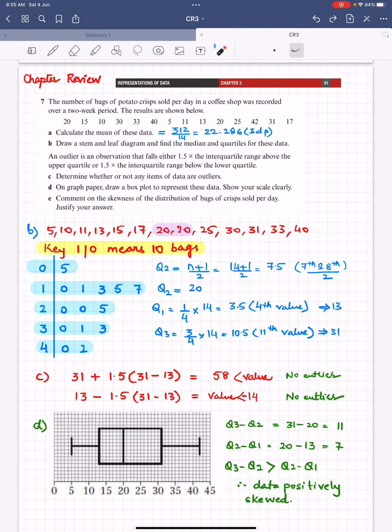So for the mean, we add all the values and divide them by 14. We get the mean as 22.286. Part B. Draw a stem and leaf diagram and find the median and the quartiles.